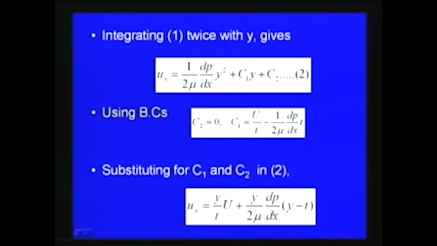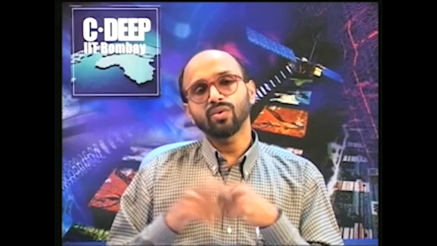Finally, we get the velocity in the x direction: ux is equal to y by t into capital U, which is the velocity of the moving plate, plus y by 2 mu dp by dx into y minus t. This gives an expression for the flow between two parallel plates where the upper plate is moving with a velocity capital U. As I mentioned earlier, there are a number of applications for this Couette flow, so we can utilize this analytically derived expression to find the velocity in various practical cases.